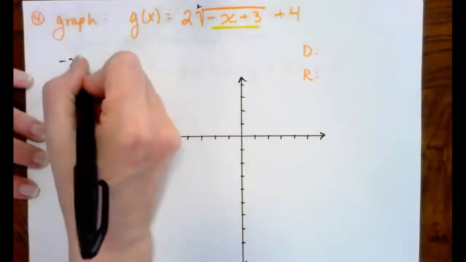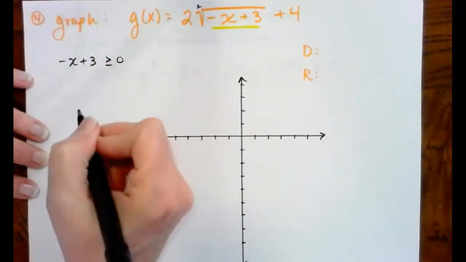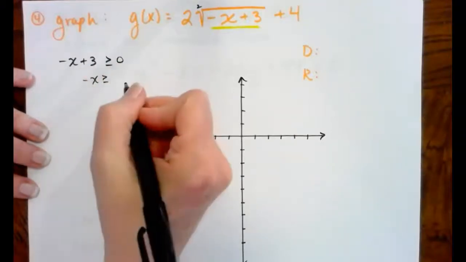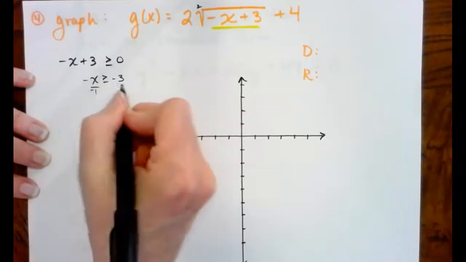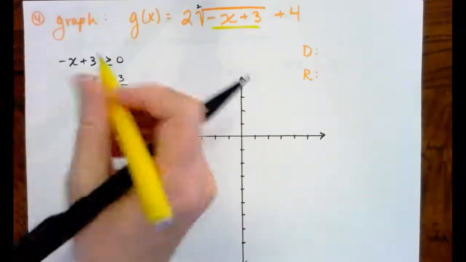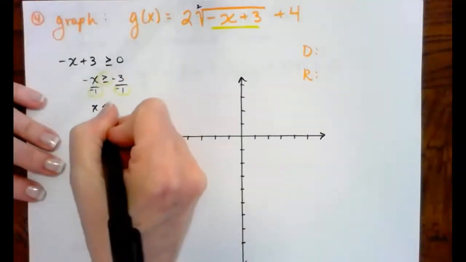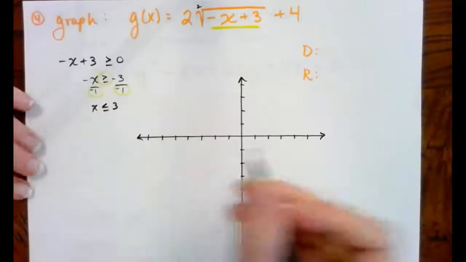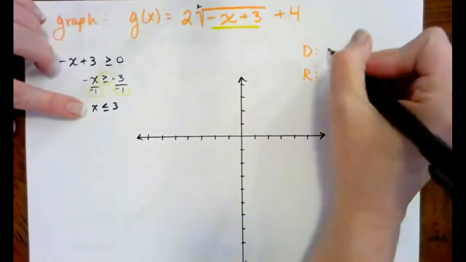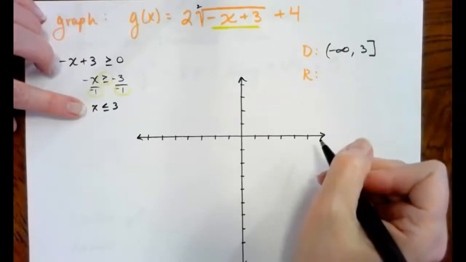So negative x plus 3, this expression must be greater than or equal to 0. So when we solve it, we get negative x is greater than or equal to negative 3, divide by negative 1. We are dividing by a negative, which flips that sign. So we end up with x is less than or equal to 3. So our domain is all real numbers less than or equal to 3. So that's negative infinity to 3 with a bracket.